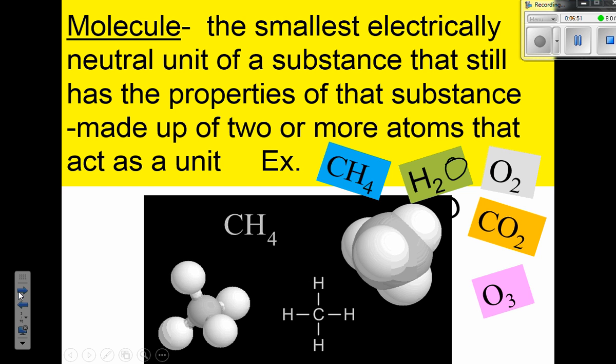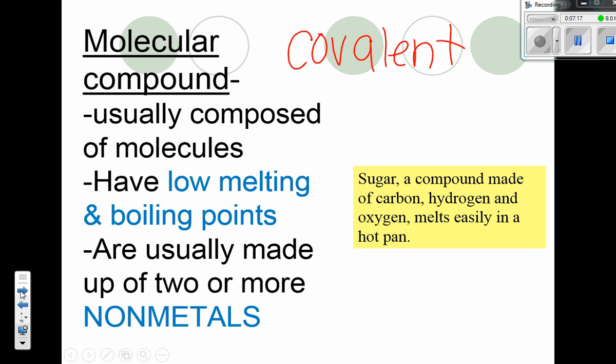What kind of elements are carbon, hydrogen, and oxygen? Are they metals, nonmetals, or metalloids? Nonmetals. Molecules are always between nonmetals. You will never see a metal in a molecule. Why not? Because if it has a metal, then it bonds differently, and it's called an ionic bond. That's important to be able to differentiate.